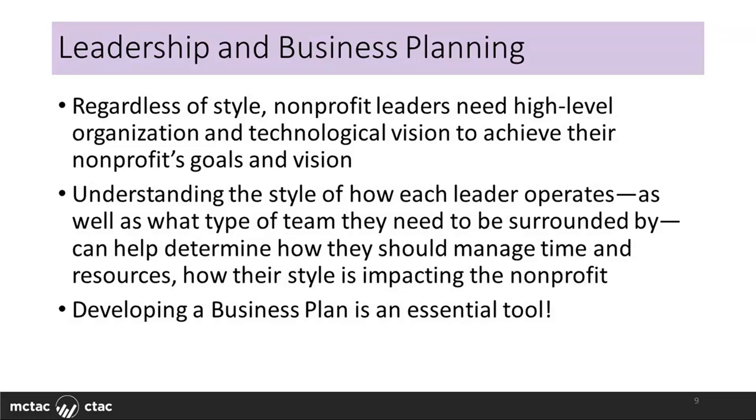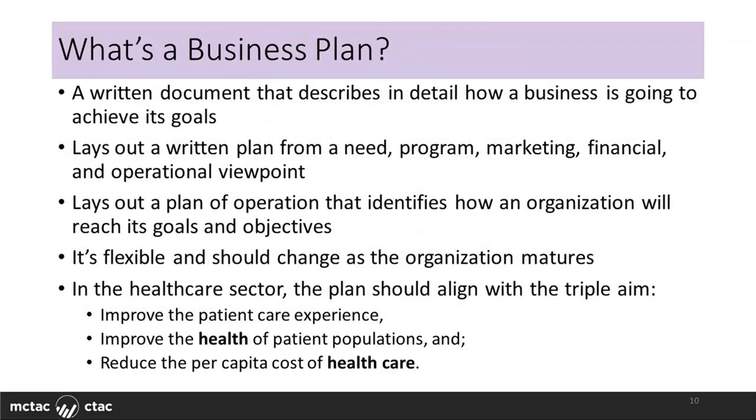So, what's a business plan? A business plan is a written document that describes in detail how a business is going to achieve its goals. It lays out a written plan from a need, program, marketing, financial, and operational viewpoint. It lays out a plan of operation that identifies how an organization will reach its goals and objectives. It's flexible, and we have to remember it should change as the organization matures, which means the need to periodically look at it and revise.